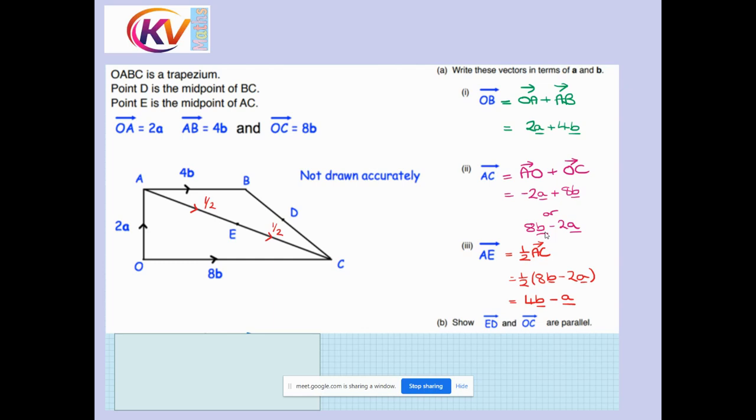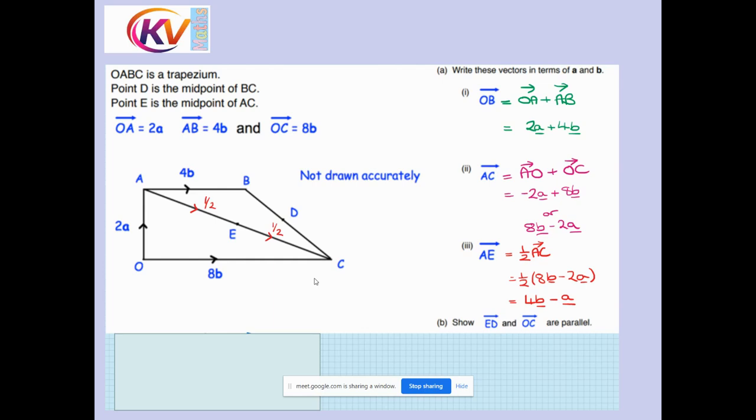Right, part B then, so the tricky bit. We now need to show that ED and OC are parallel. What do I need to work out first? Good, two of you are on it. So ED, E is the one over here, getting to D. The only way I can do that, I think, at this point is to go up here, along here, and down here, which means we're going to have to use a whole range of information that we've previously worked out.